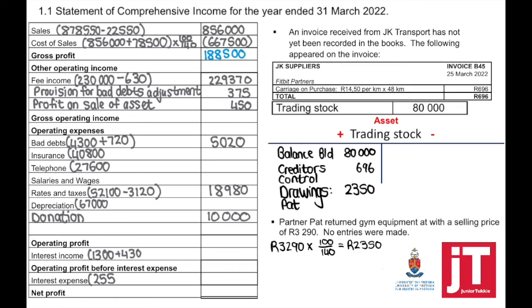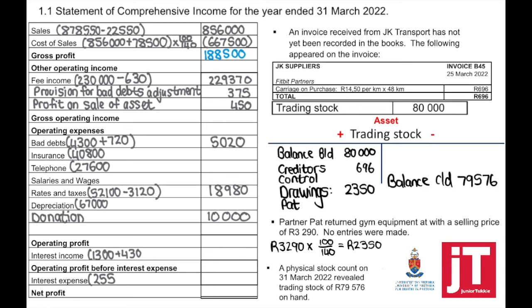Because the trading stock was returned, it's added to the trading stock account. The physical stock count on 31 March revealed trading stock of 79,576. This means that we compared that to our new updated balance. That's why, and again I'm going to say this, we had to show these transactions, even if we are only doing the statement of comprehensive income. The deficit forms part of your statement of comprehensive income.